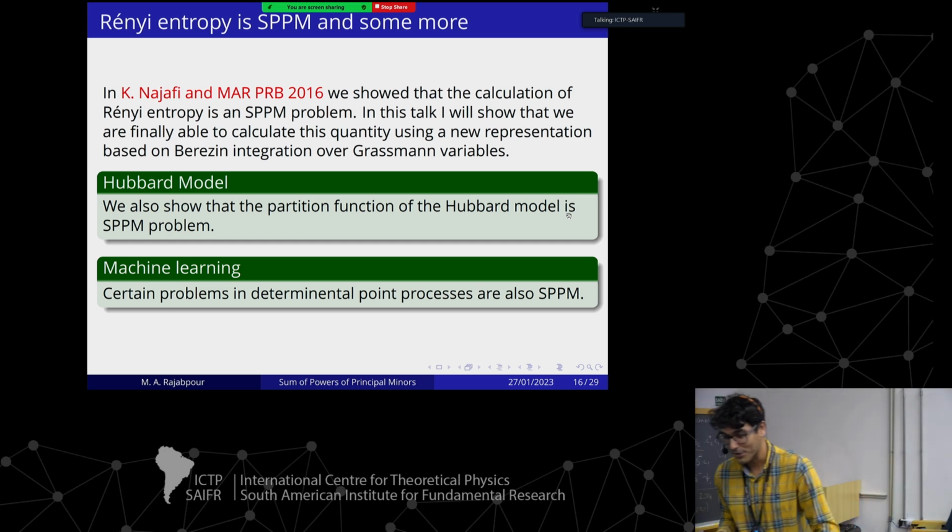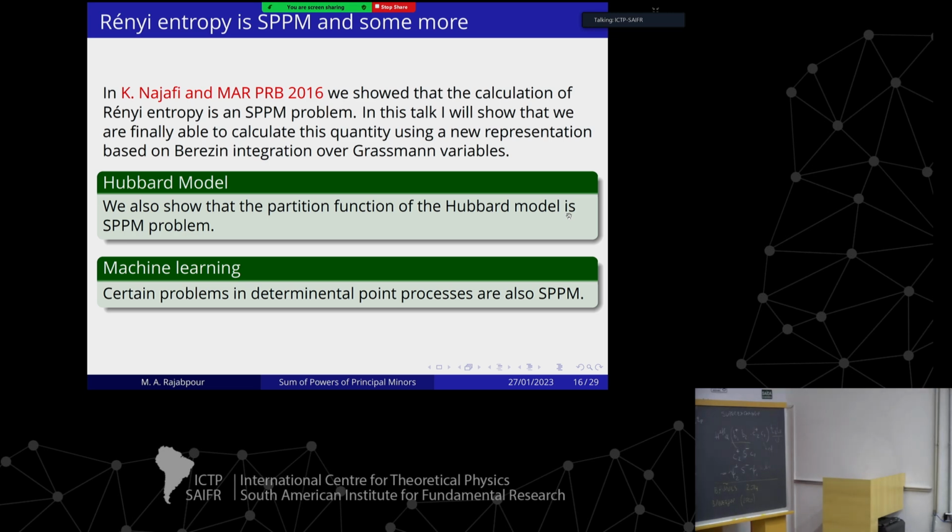So this part was just the motivation part. Sorry, would you mind expanding a bit more on the machine learning problems?